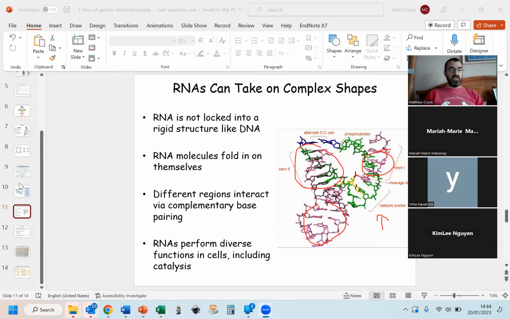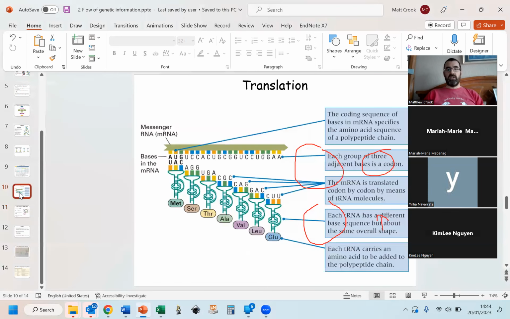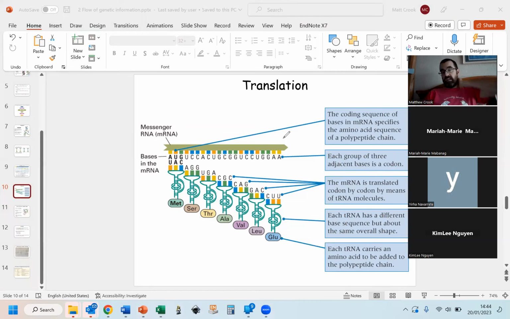So, a brief overview, because we only have 6 minutes left. Let's clear this off. Translation, the best way of putting it, is the reading of mRNA, which consists of 4 letters, but it is read in groups of 3 letters. Those groups are called codons.